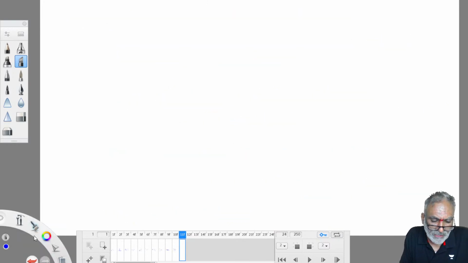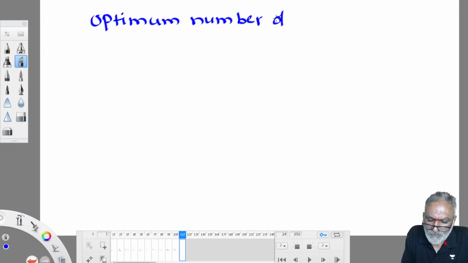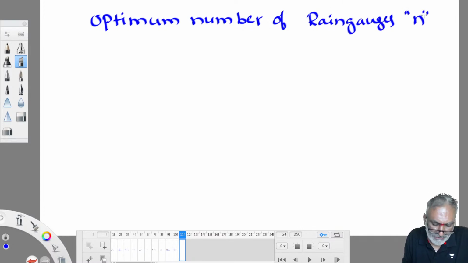Exactly the same way, how many rain gauges are required? It is called the optimum number of rain gauges. This is the first numerical question in precipitation. Optimum number means not the minimum, not the maximum, but the correct number of rain gauges in a catchment.